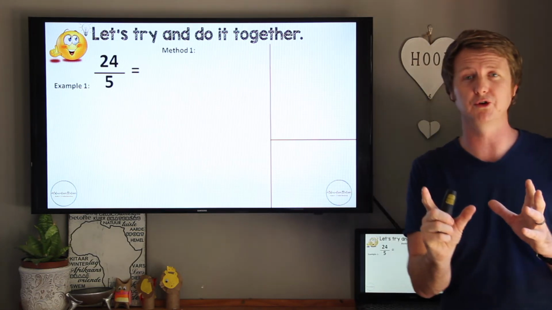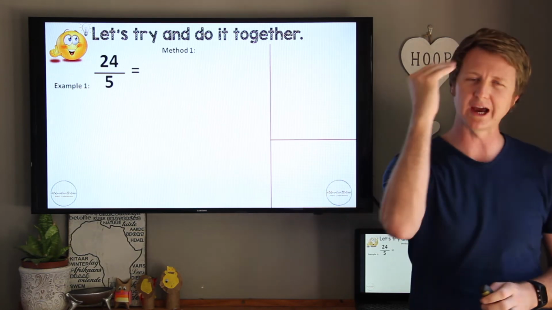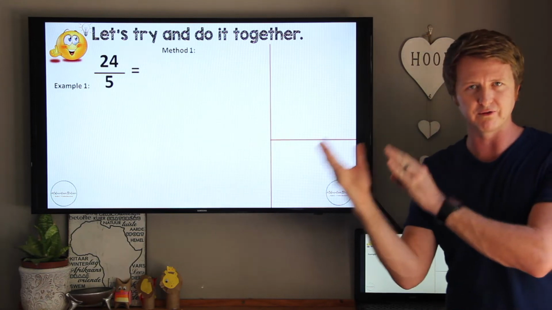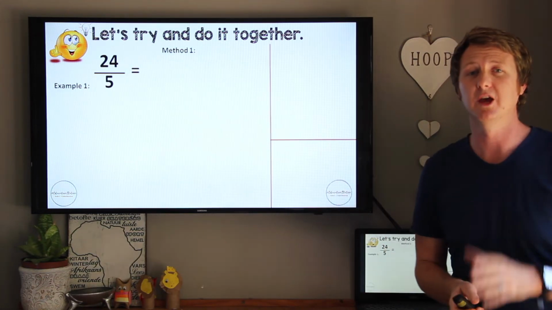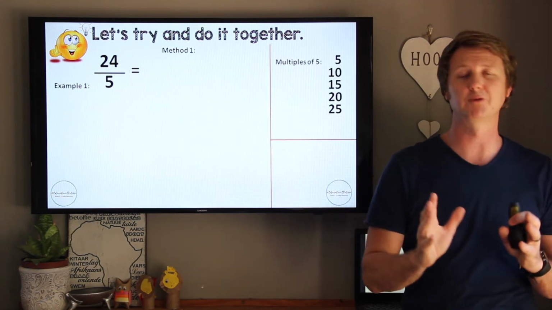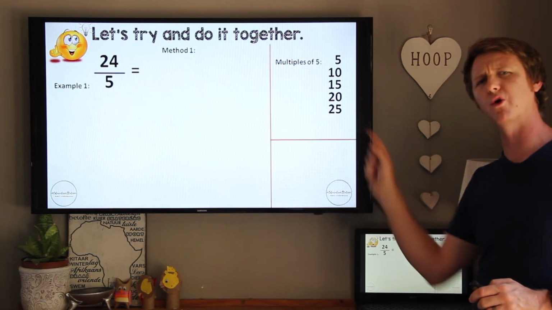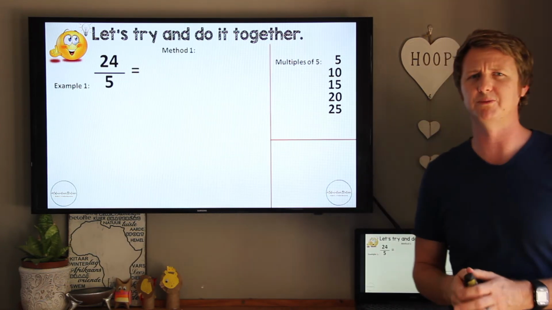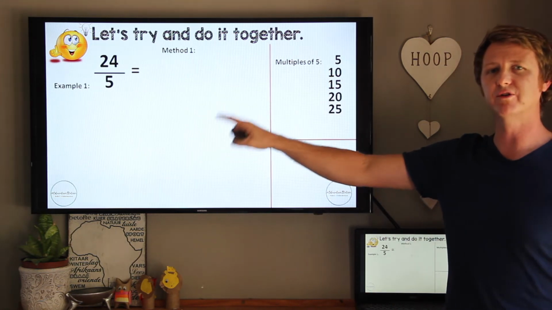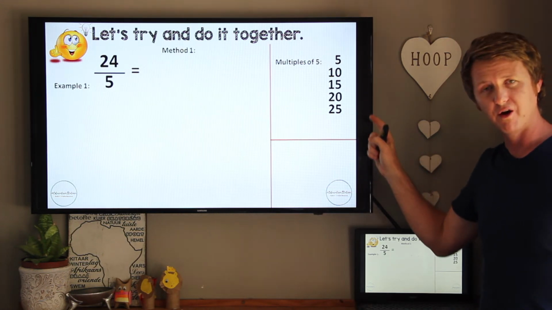Now, if you struggle with your multiples and your times tables, then this is the method for you. You're going to write down your multiples, and then you can count how many times the fraction part that you're working with goes into the numerator. So we're going to write down our multiples of 5. We've got 5, 10, 15, 20, 25. We usually go one more, just to make the calculation easier. So now you can see how many times 5 goes into 24. You can count: it goes 1, 2, 3, 4 times.